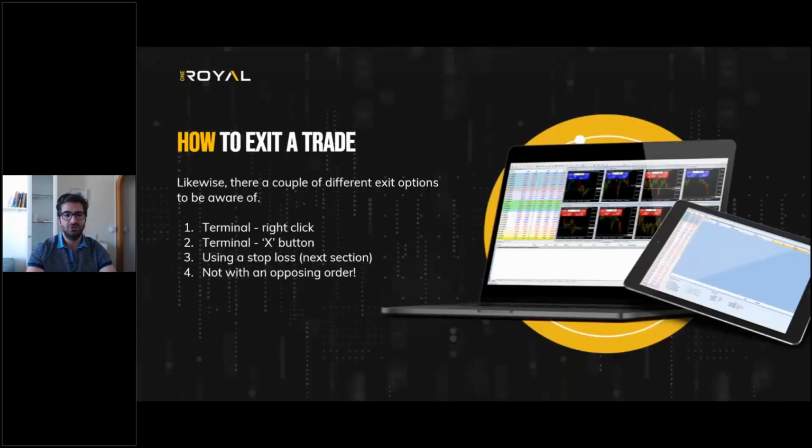Next, how to exit a trade. You have 4 different ways: right click on the terminal, the X, using a stop loss, or, which is not advisable, using an opposing order. We'll talk about the first 3, and last I will talk about this one. Let's start with how to close a trade.